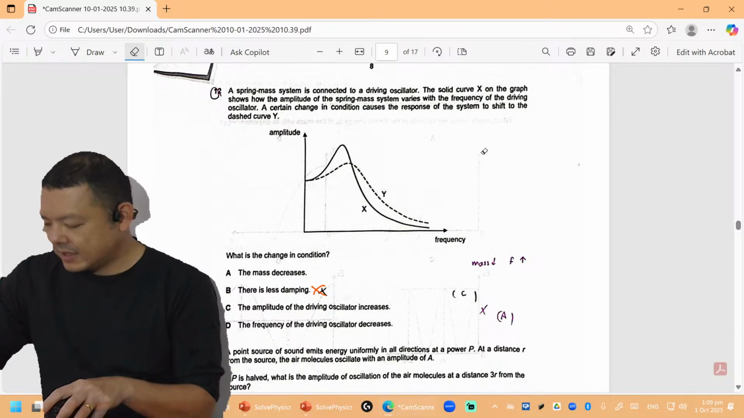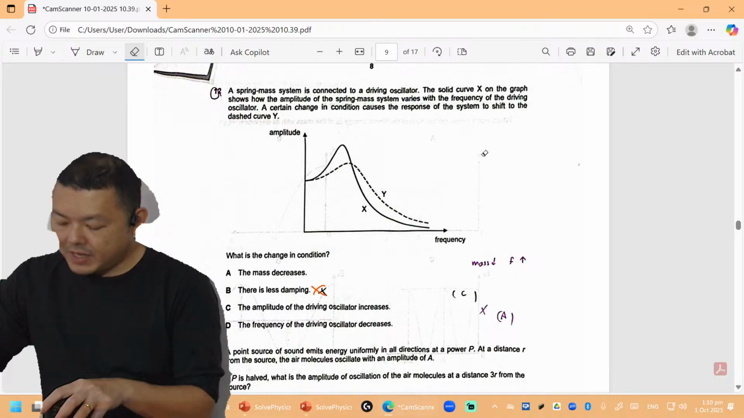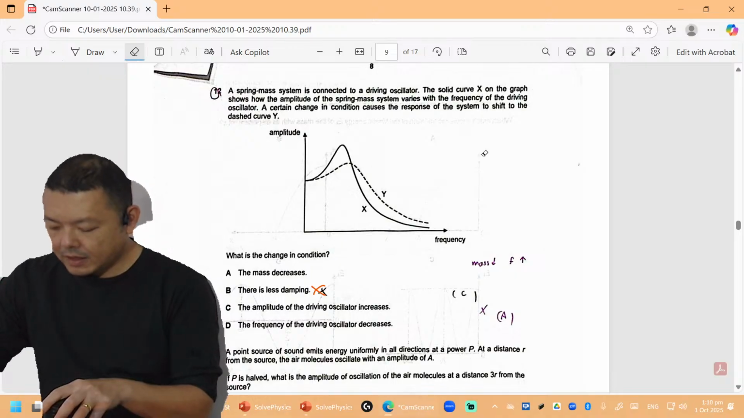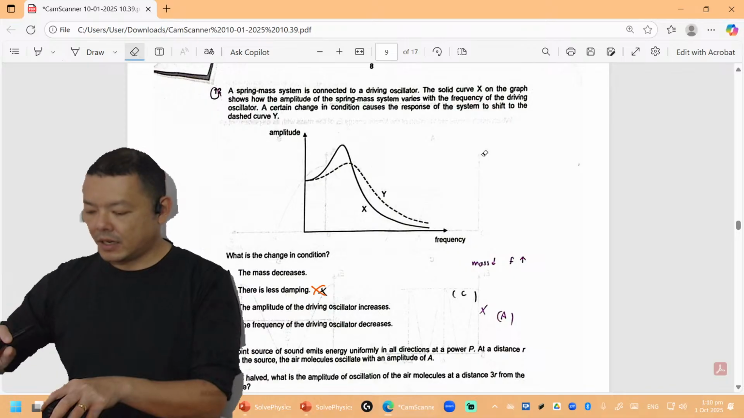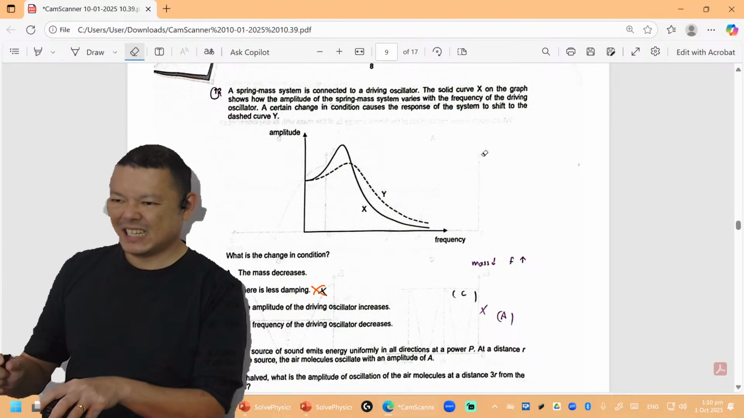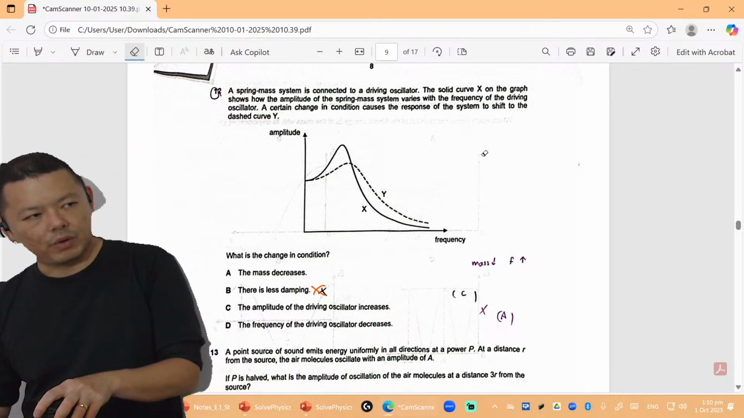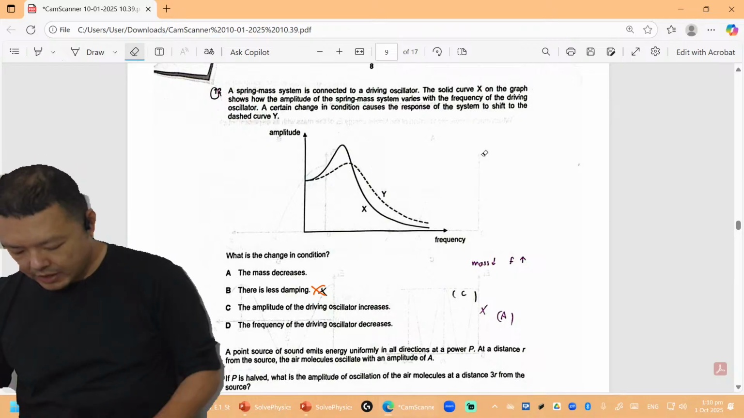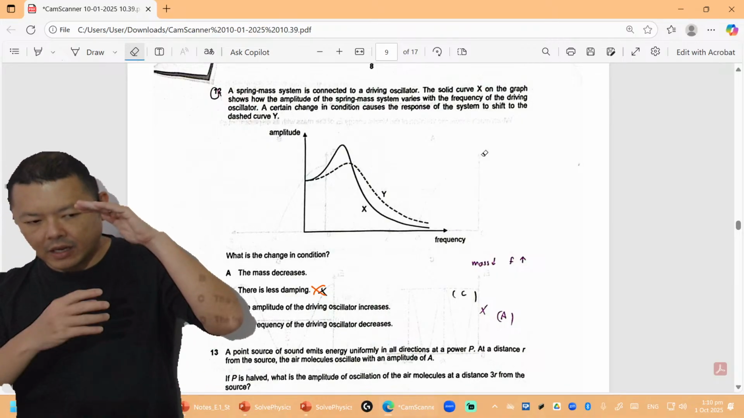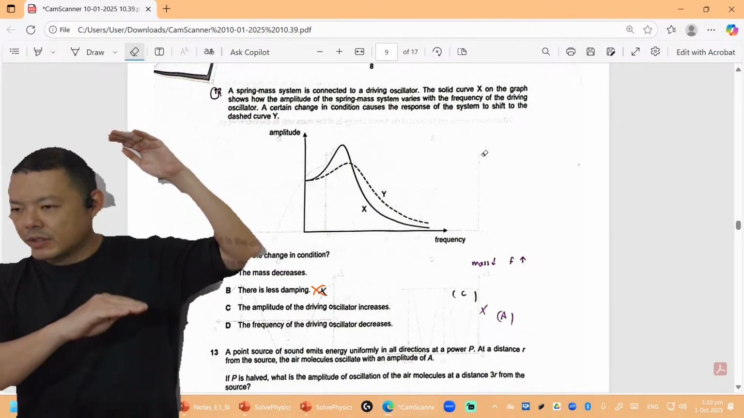Oh yeah, the answer is A. Sorry, I just saw the answer. This one is really quite annoying. So there's actually two effects. When you decrease the mass, the frequency of oscillation gets more. That means you hang a light mass versus hanging a heavier mass. A heavier mass will oscillate slower. A lighter mass will oscillate faster.